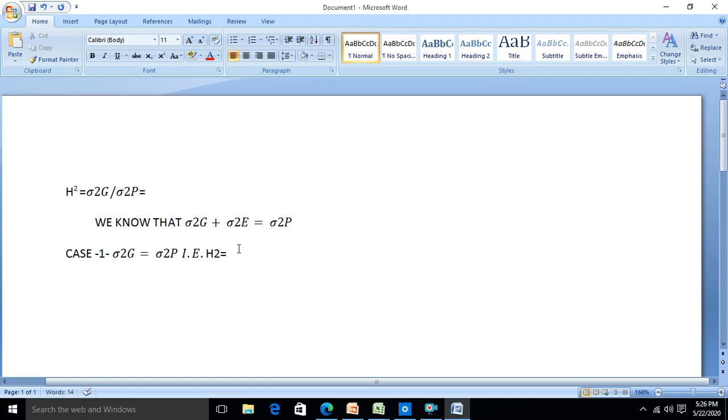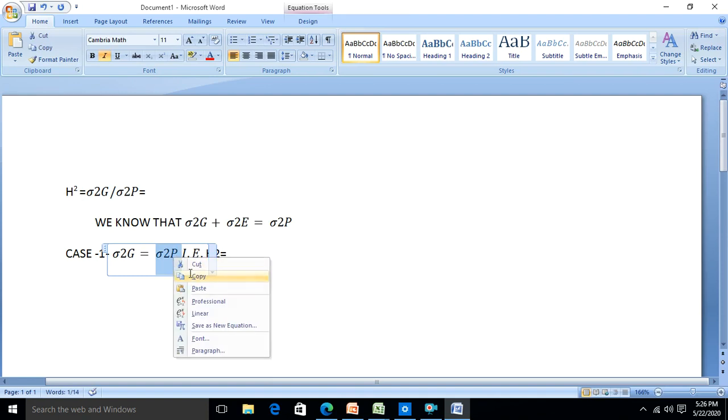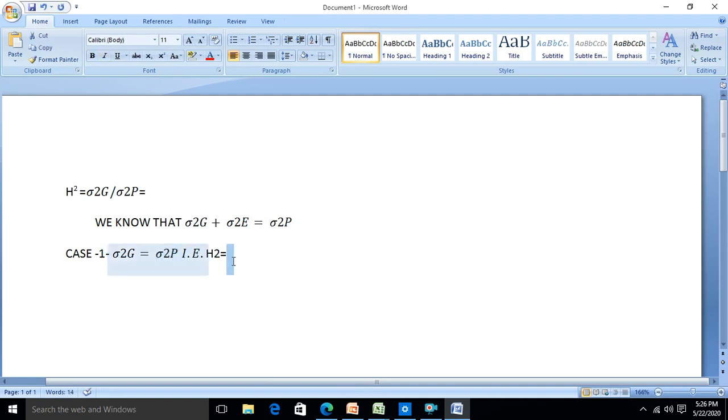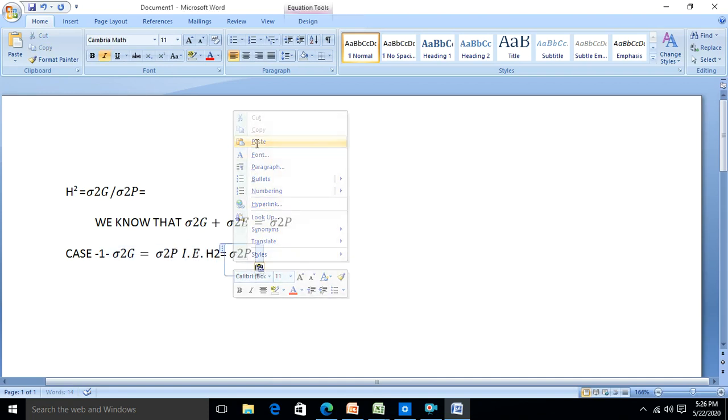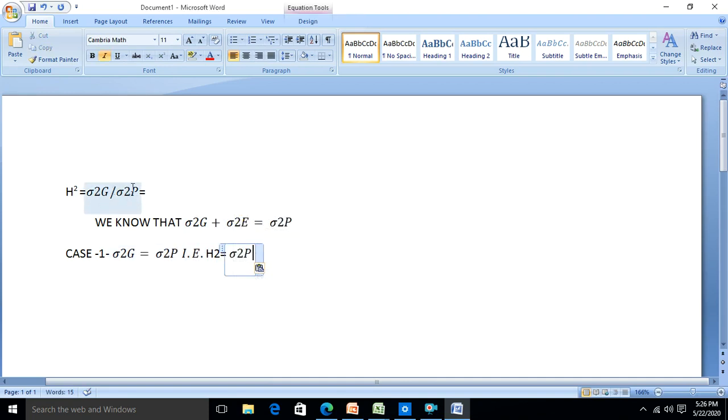The heritability will become sigma square g upon sigma square p. Substituting this value of above, sigma square g is equal to sigma square p, so it becomes sigma square p upon sigma square p, which will be equal to 1.